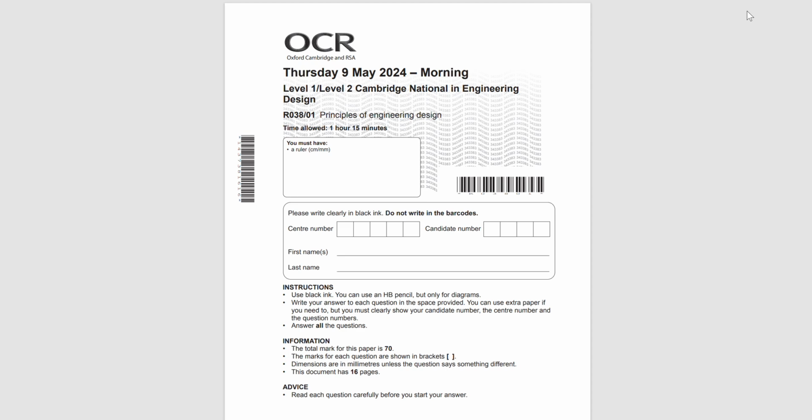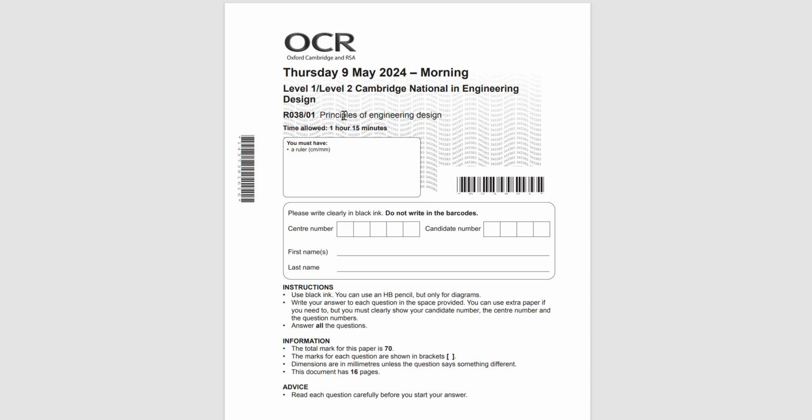Hi team, Mr. Collier here to discuss how we can answer our exam paper for our Level 1, Level 2 Cambridge National in Engineering Design. This is the exam paper that you will sit in May.